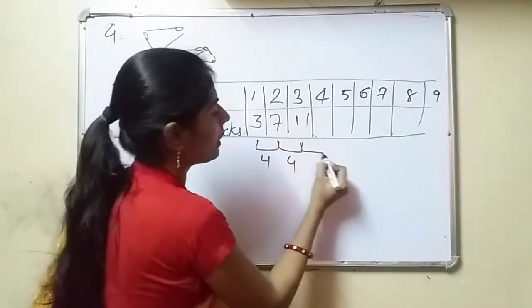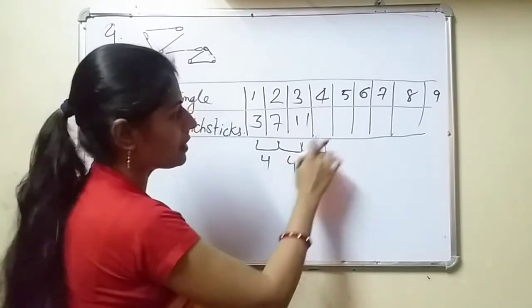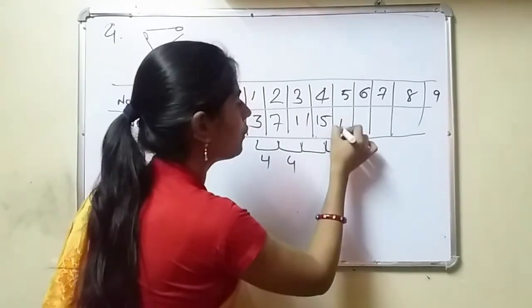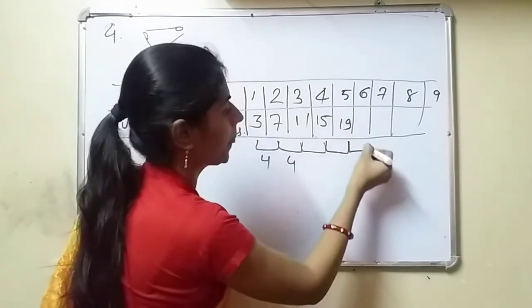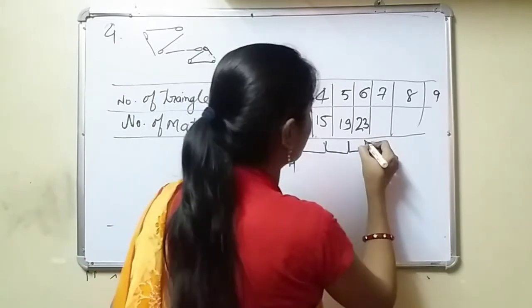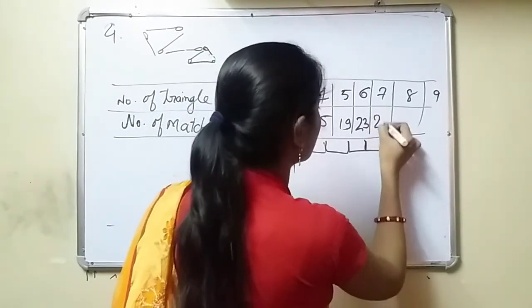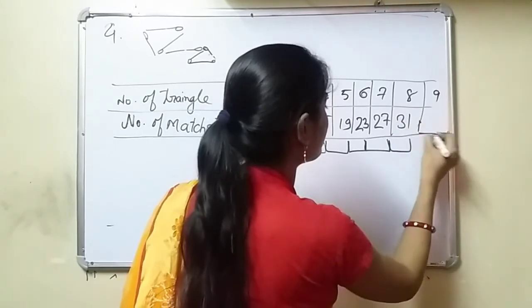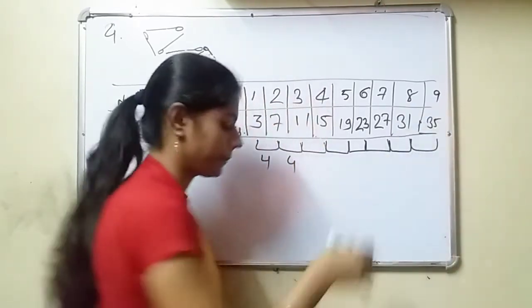Now see, again you have to take the difference of 4. It means add 4, it will become 15. Then add 4 again, it will become 19, 23, 27, 31 and here you will get 35.